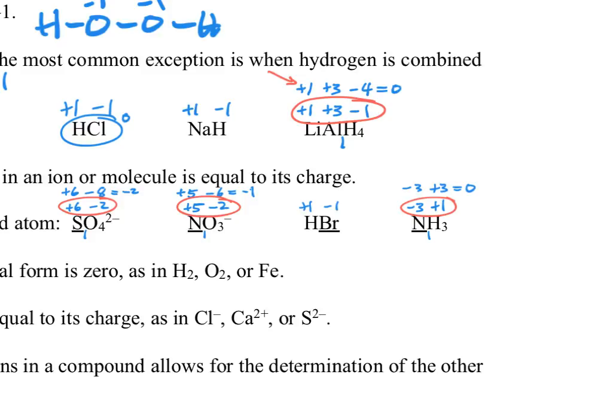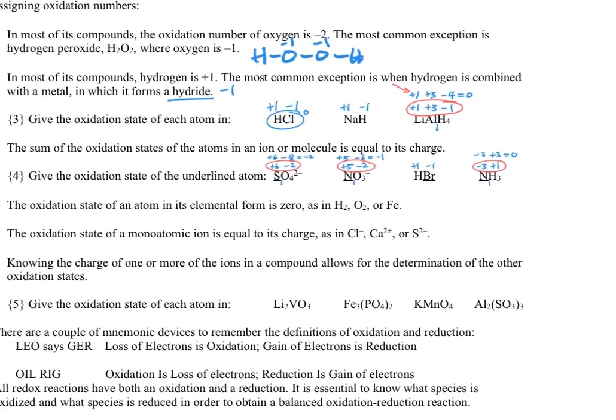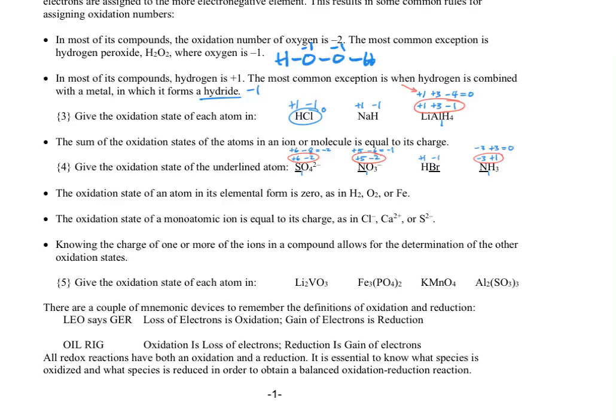Assigning oxidation states is going to be the first step of a multi-step process that we're going to do when it comes to balancing reactions that involve oxidation and reduction. Balancing those reactions can be a little bit tricky, and we're going to teach you how to do that a little bit later.